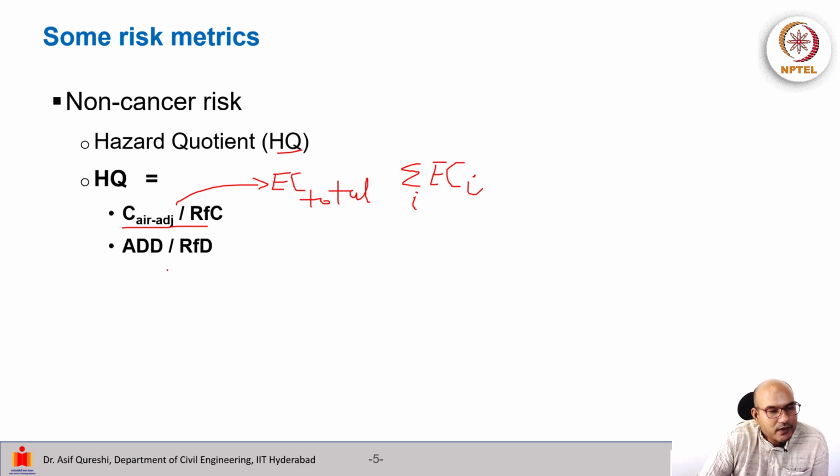For oral, we will have ADD by RfD. For this course, we are not going to do this, but we will do this EC total or C air adjusted by RfC. The C air adjusted would be total. So again, this will be like summation, same as EC total. So that's our hazard quotient, and we will do an example so that this becomes clear.